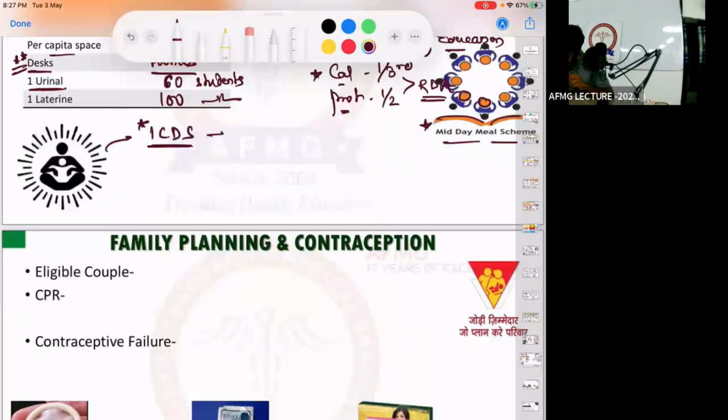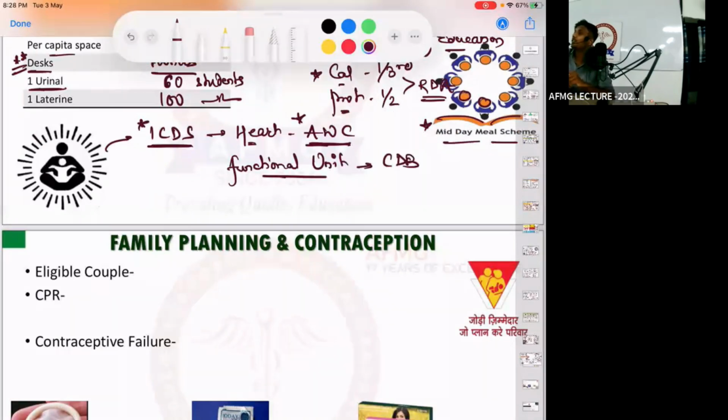And what is the heart of ICDS? Anybody? The heart of ICDS is the Anganwadi Center. But the functional unit of ICDS is the Community Development Block. Who answered that? Okay, so please remember, if you have read SNAPS, it is written in there. The functional unit of ICDS is the Community Development Block.